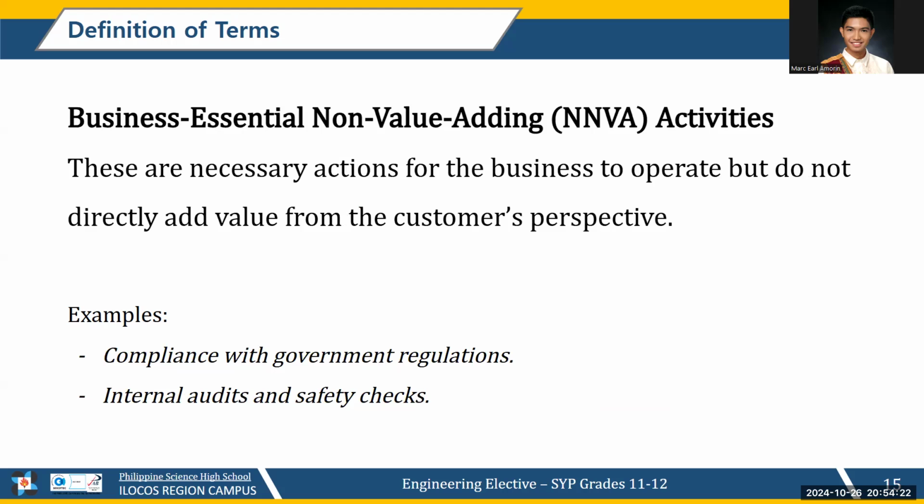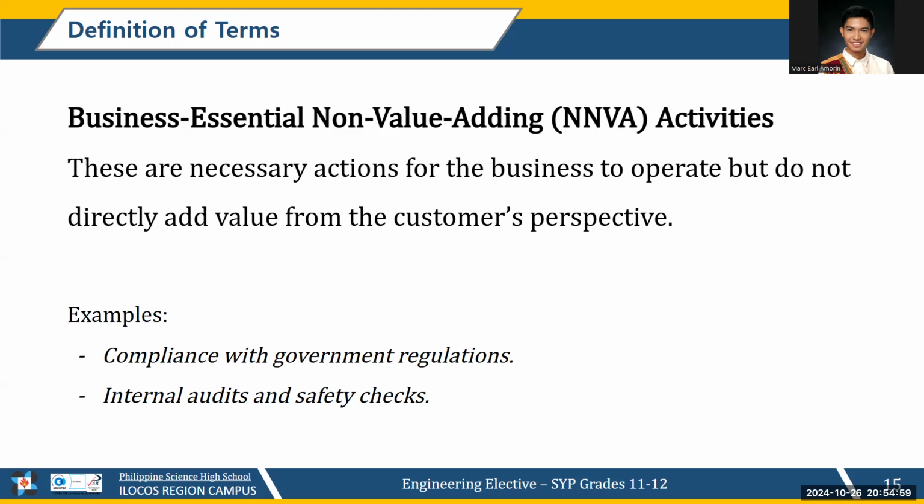And the third type or classification of value is the NNVA, or the necessary non-value adding activities, or the business essential NVAs. So why are they essential or necessary? Because these are needed for the business to operate. But then again, these actions or activities do not directly add value from the customer's perspective. So what are those examples? So we have here, number one, compliance with government regulations.